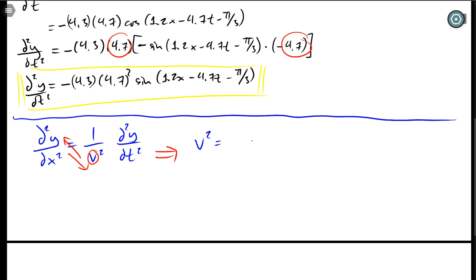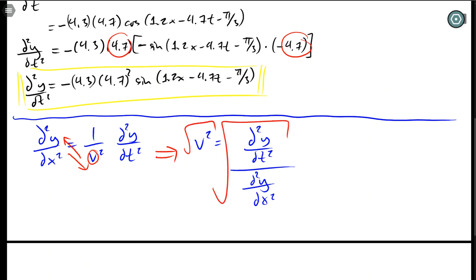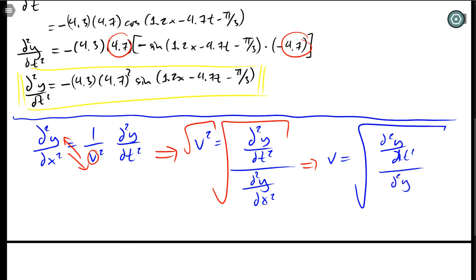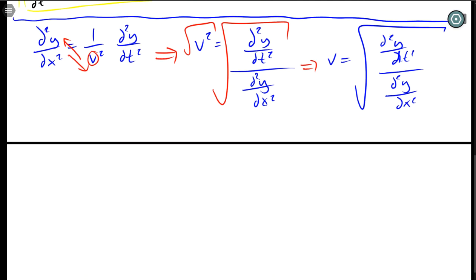v squared, which may look like a big fraction. And then I take the square root of all that, and then it gives me the partial derivatives. These are all partial derivatives. And then from here I just pretty much plug and chug.